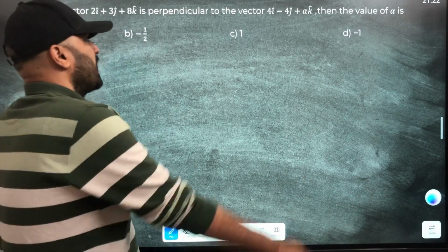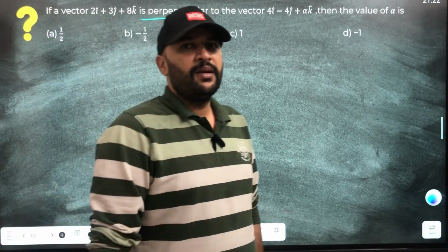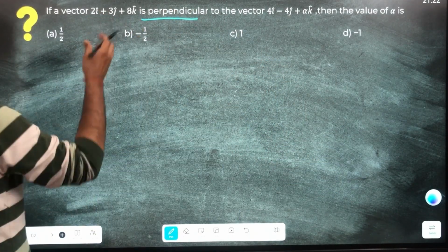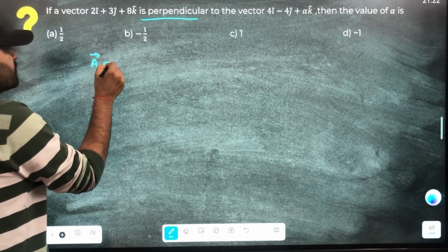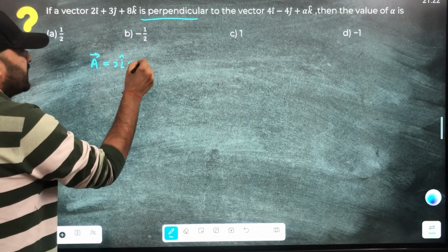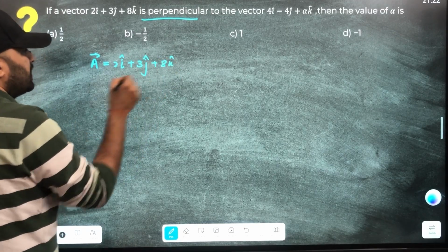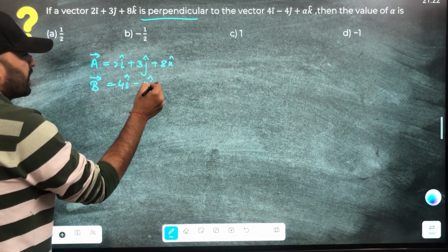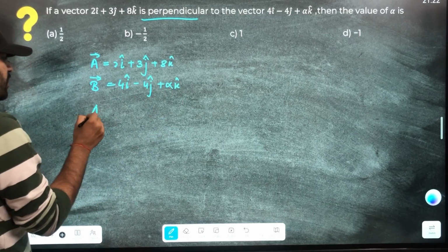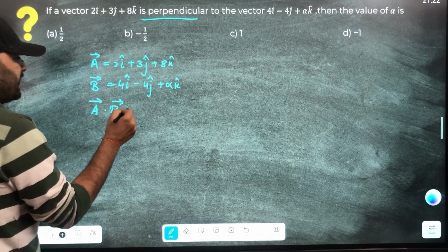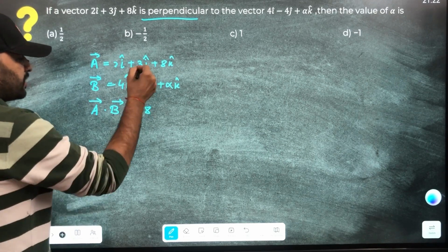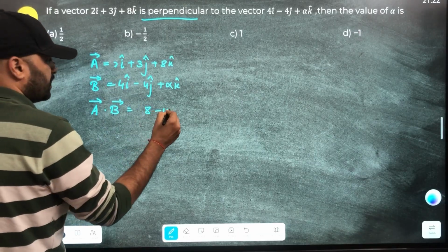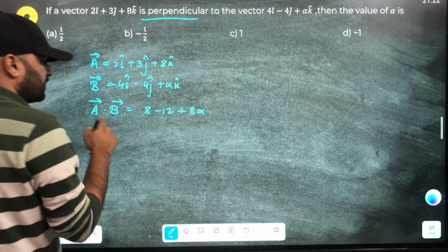Great. Again another problem. Here, straight away instead of saying orthogonal, they have said perpendicular. So if two vectors are perpendicular, the dot product must be 0, right? So let's find the dot product here. I am taking the first vector as A vector, 2i plus 3j plus 8k, and another vector B is equal to 4i minus 4j plus αk. Now let's find A dot B. 2 fours are 8, 3 into 4, be very careful, i will be multiplied with i, j with j and k with k. So 3 fours are minus 12, and plus 8α, correct? This we do in dot product.